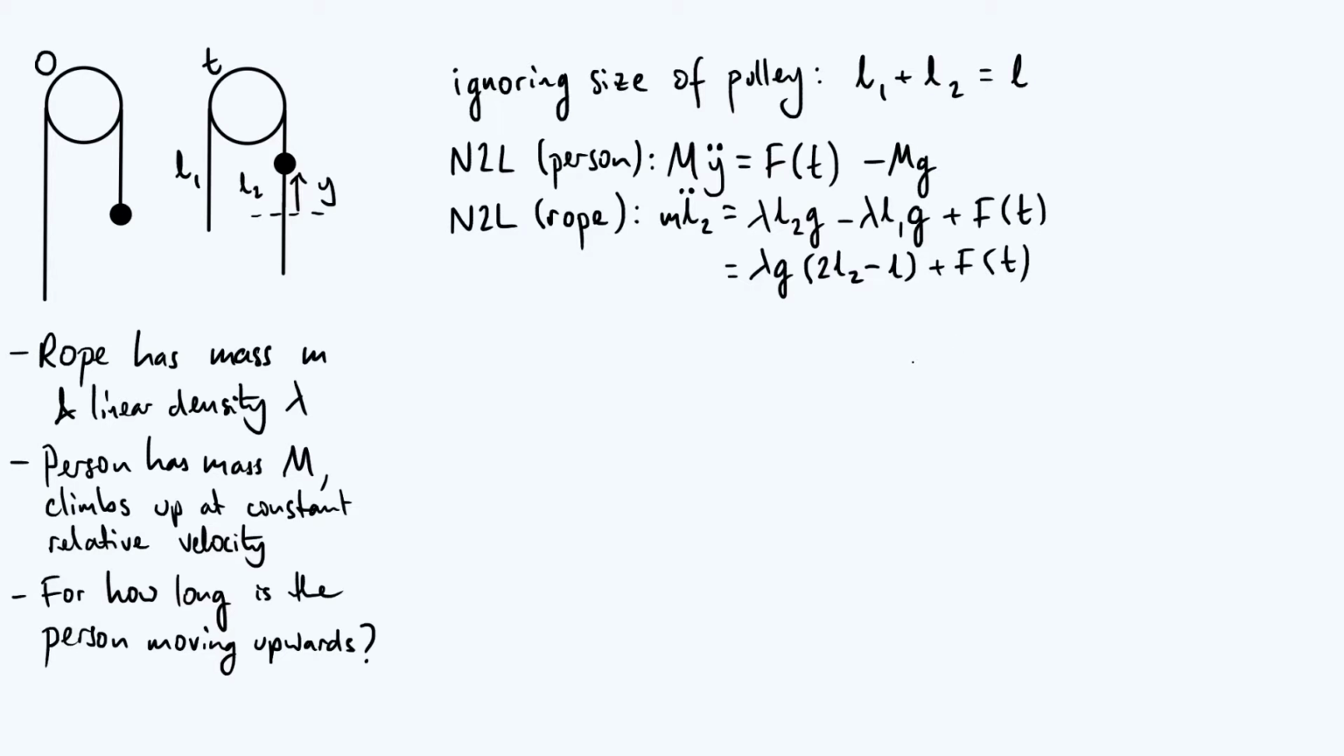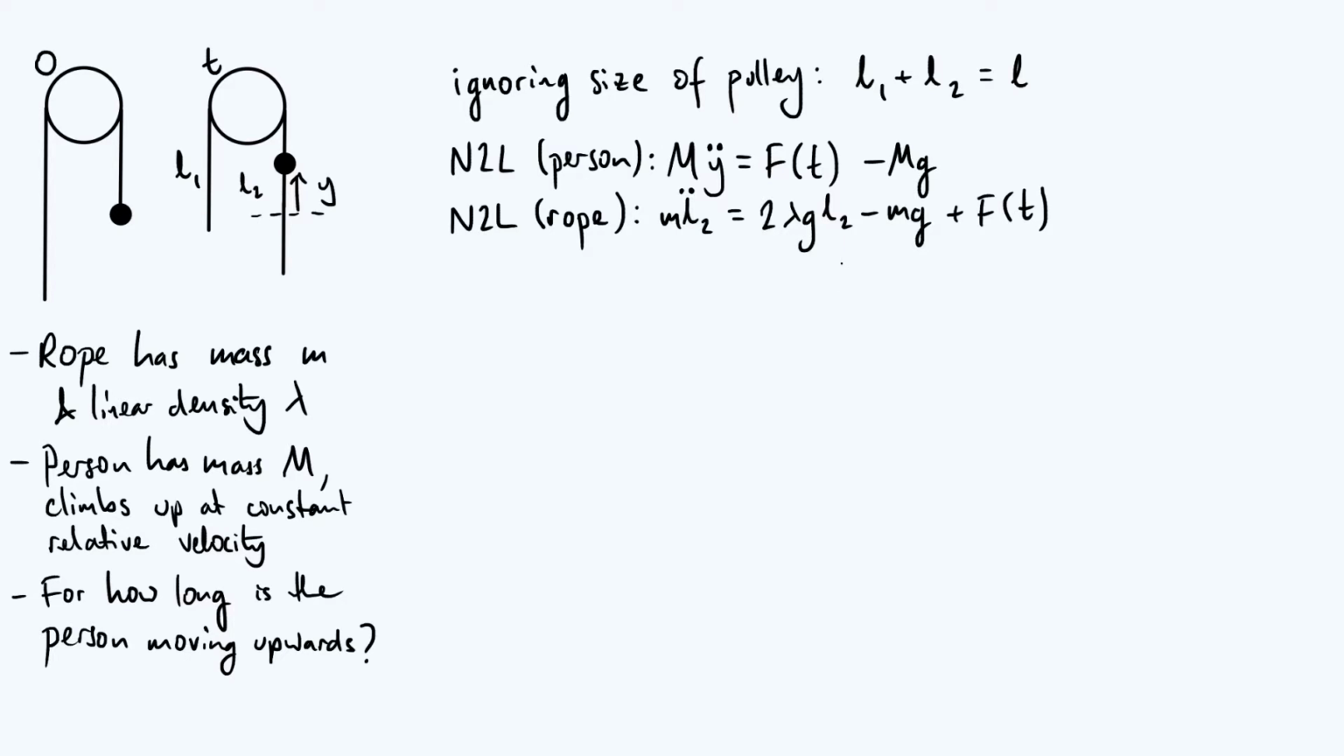Okay, and then just to summarize the equation of motion that we get from this, we have lowercase m L2 double dot is, from those brackets, 2 lambda g L2. The second term is minus lambda g L, but lambda times L is just the total mass of the rope, so we can write it as minus lowercase m g, and then we've got our frictional force, F of t, at the end. So now we've come up with a pair of equations of motion involving y and L2. The variable we're more interested in is y, because the question is asking about how the person is moving. So ideally, we'd like to eliminate this L2 from the second equation of motion.